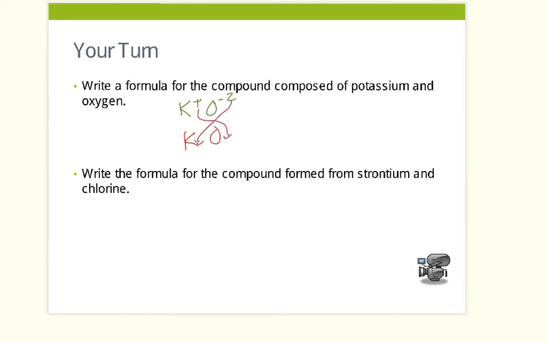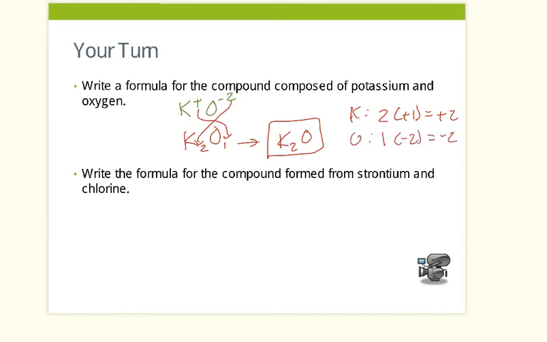So we end up with 2 here and a 1 here, but we can simplify that to K2O. And that becomes our final answer. If we want to do a charge check, you can do that in your head, but we have 2 potassiums with a positive 1, so that's positive 2. And for oxygen, I have 1 oxygen with a negative 2 charge, which is negative 2. That gives me 0.